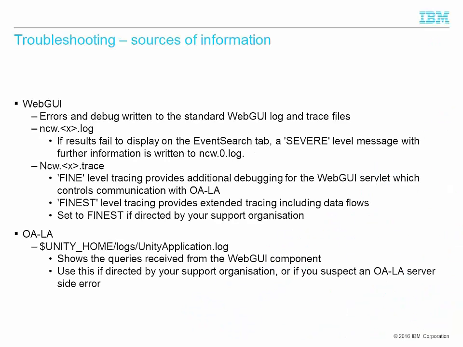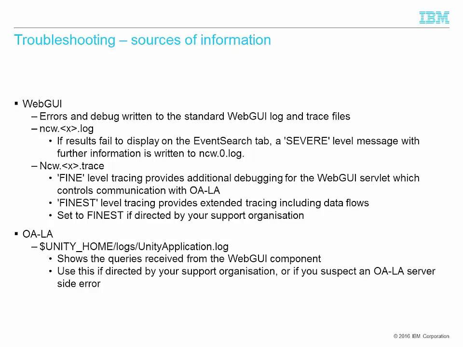So, sources of information. The web GUI servlet, which communicates with LA, writes errors to the standard debug, log and trace files. If results fail to display on the event search tab, a severe level message with more information is written to the ncw.0.log file. Extended information for debugging is written to the ncw.0.trace file. Fine level tracing provides additional debugging. Finest level tracing has the highest level of debugging, which includes data flows. Set these debug levels if directed by your support organization.